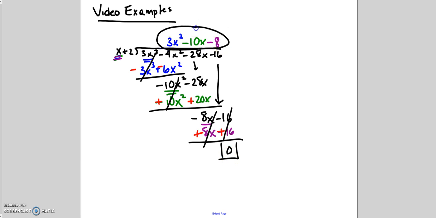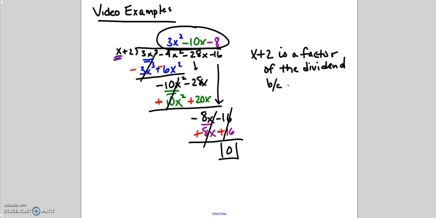So here's my final answer. And I also know that x plus 2 is a factor of, I'm not going to write the whole polynomial down, is a factor of the dividend. And that's because the remainder is 0. So there's long division, and we'll do another one with this being a trinomial.